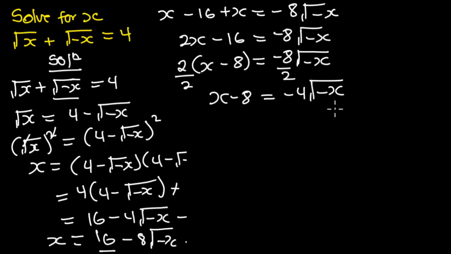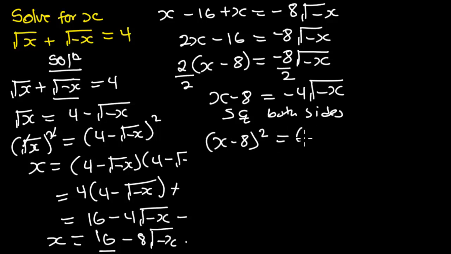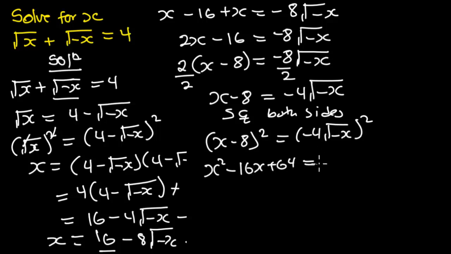From here, we are going to square again. So we are going to square both sides. And so we are going to have x minus 8 squared is equal to minus 4 square root of minus x all squared. Now from here, when we expand this, we are going to have x squared minus 16x plus 64 is equal to, now the square here will affect negative 4 and at the same time affect square root of x. So we are going to have negative 4 squared and then will also affect negative x squared.